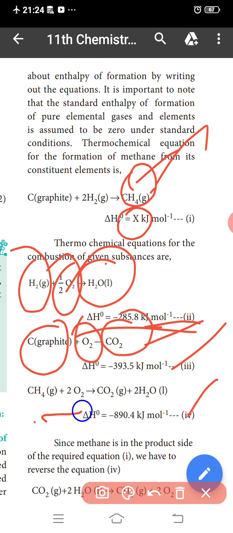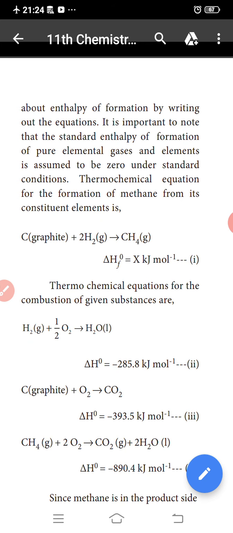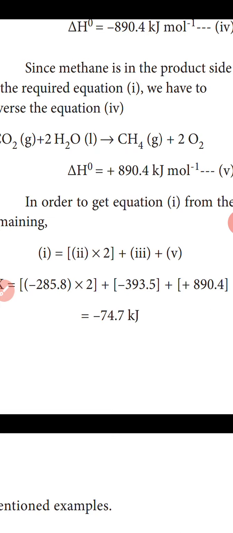Methane reacts with oxygen to give carbon dioxide and water, with minus 890.4 kilojoule per mole. Methane is on the product side of the required equation 1, so we have to reverse the fourth equation. In order to get the required equation, the first equation is equal to the second equation into 2 plus the third plus the reversed fifth one.